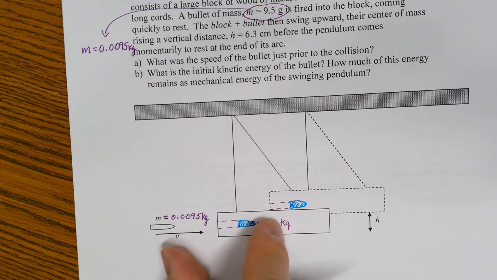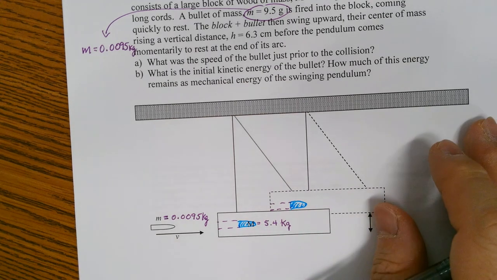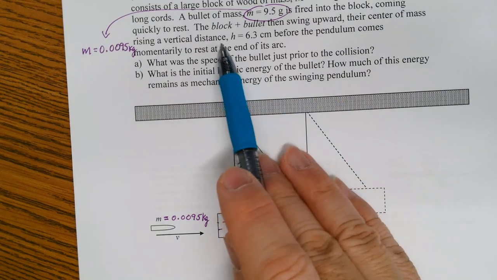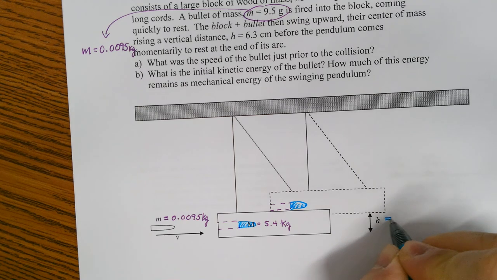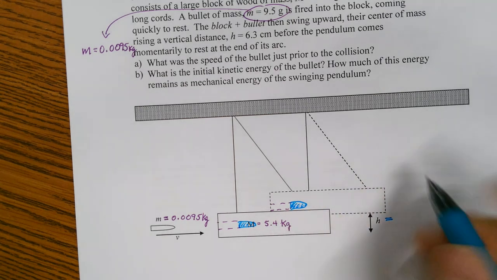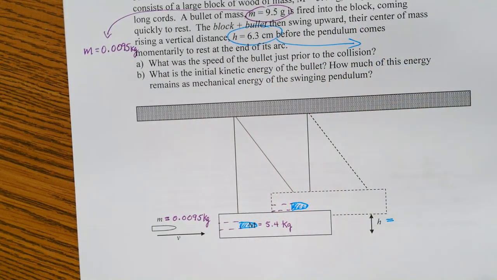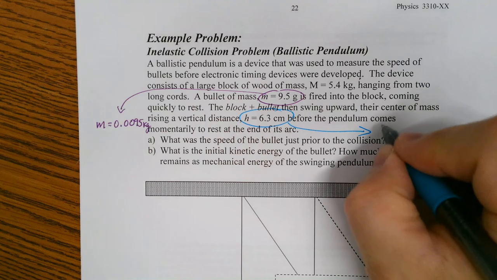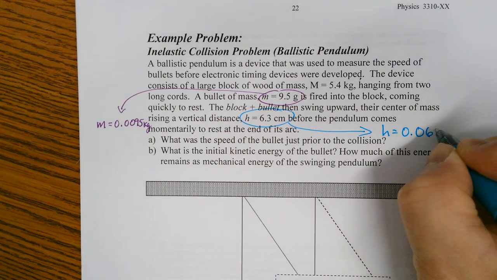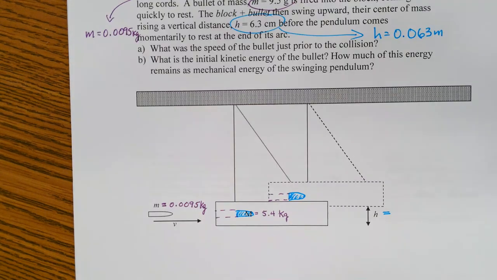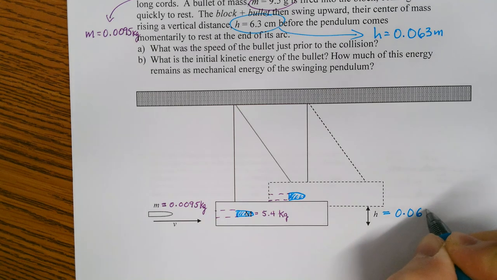As one mass swinging upwards, their center of mass rises a vertical distance of 6.3 centimeters. So the height that this block and the bullet gain is 6.3 centimeters. Again, I like to work with MKS systems, so the height can be recorded as 0.063 meters. All right? So height is 0.063 meters.